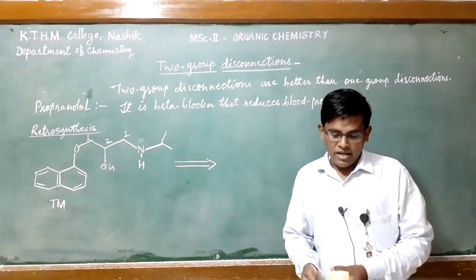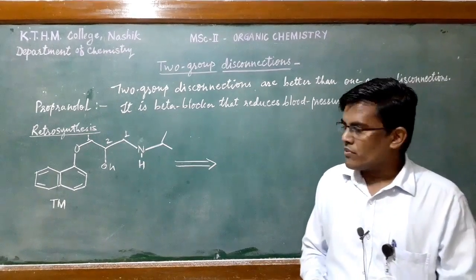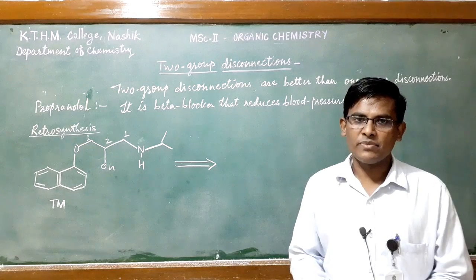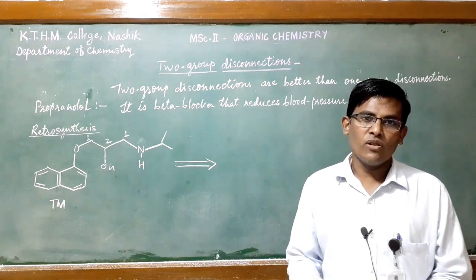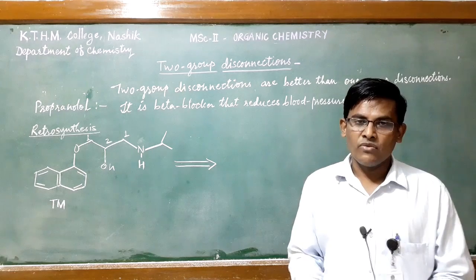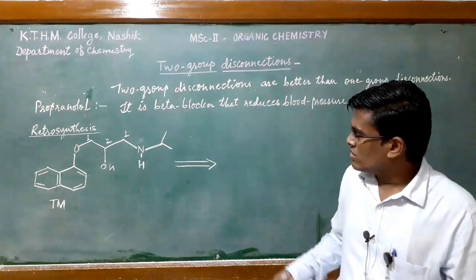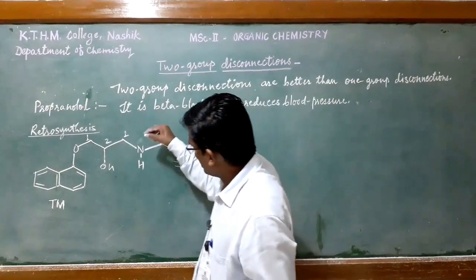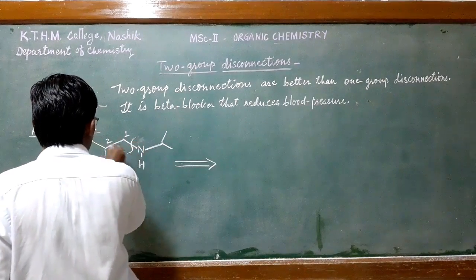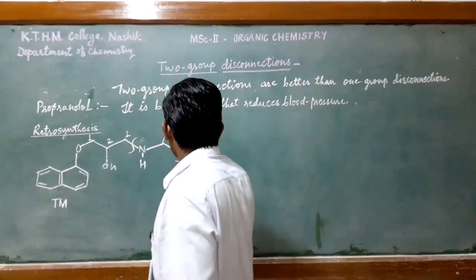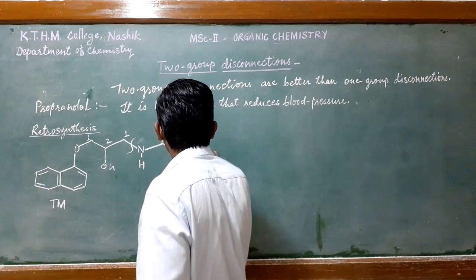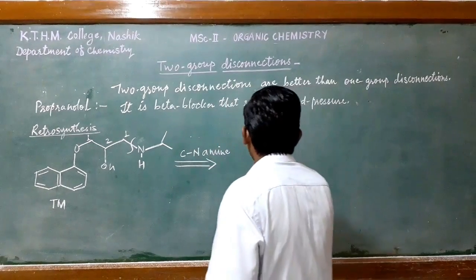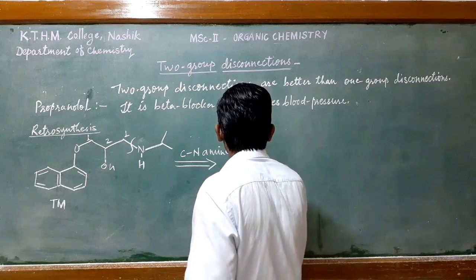So, as per our guideline, we have to choose the alternative route that avoids chemoselectivity problems. That means the more reactive functional group will be disconnected first. Okay. So, this is the more reactive functional group. So, we can disconnect this bond, the CN amine bond. So, you could get these two fragments.